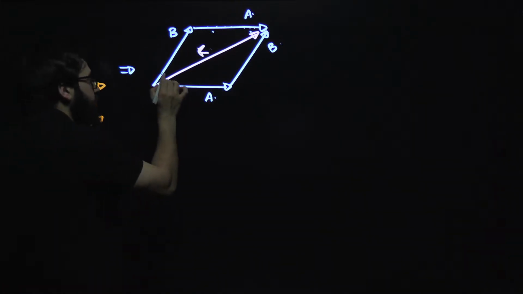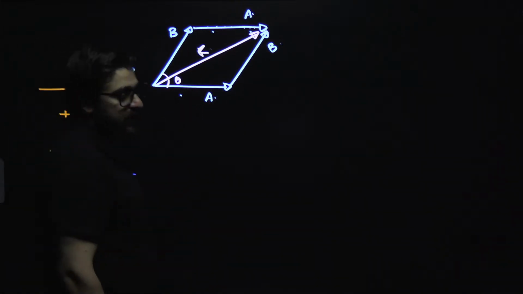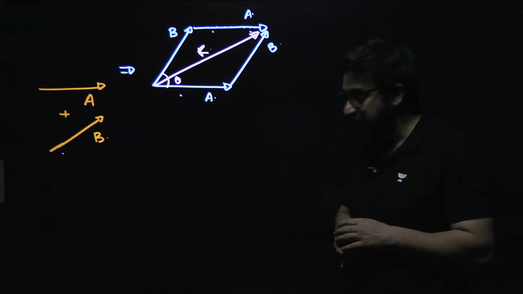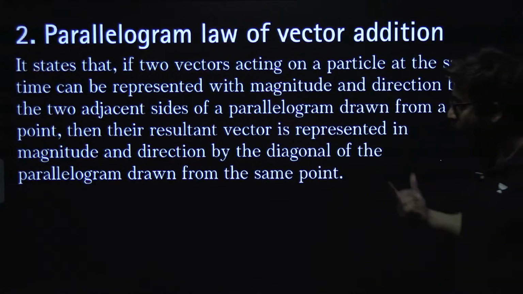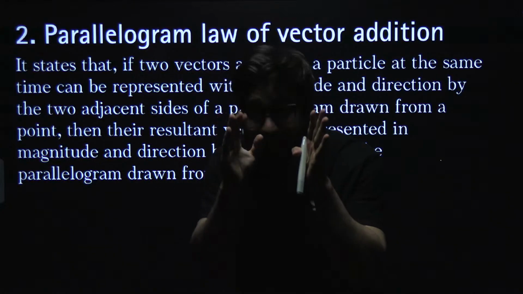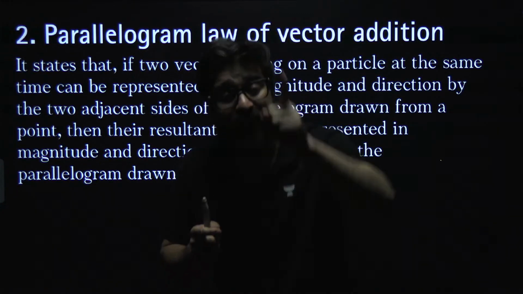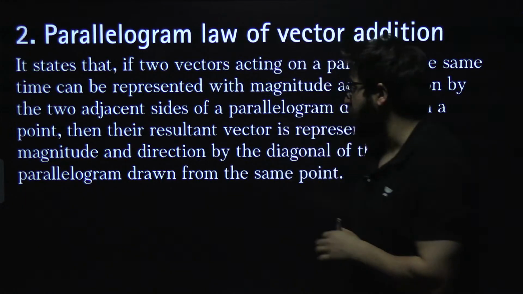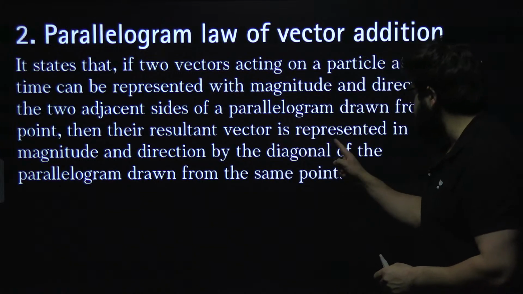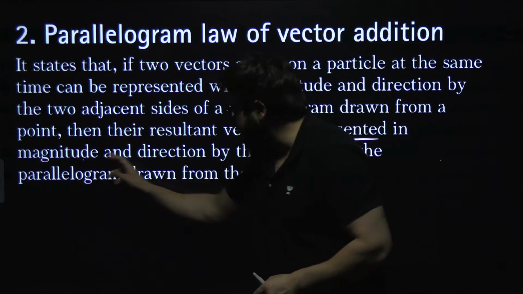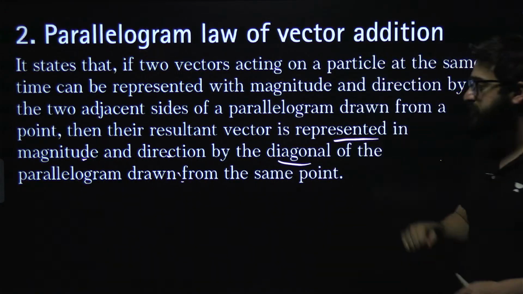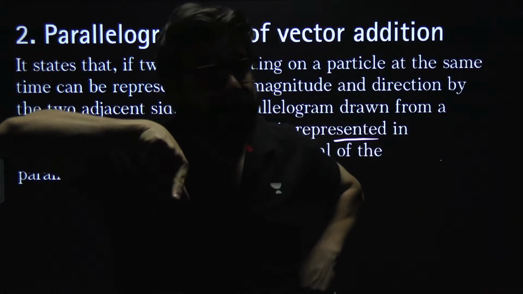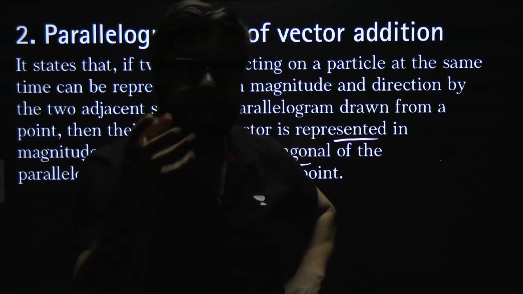If the angle between A and B is theta, in this case the resultant is given by the diagonal. That is what is mentioned in the law itself. In the parallelogram law, if you have to add two vectors, the resultant is represented in magnitude and direction by the diagonal of the parallelogram. And when it comes to the triangle law, the resultant is represented by the third side.